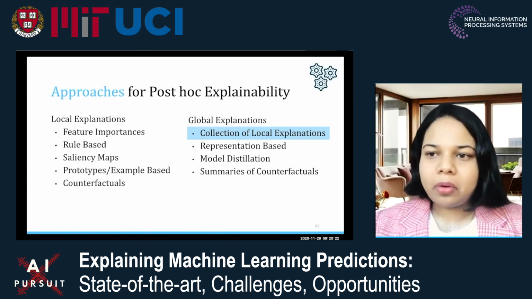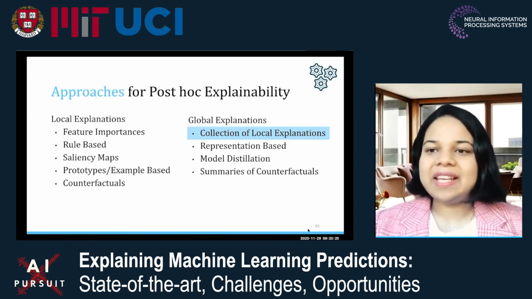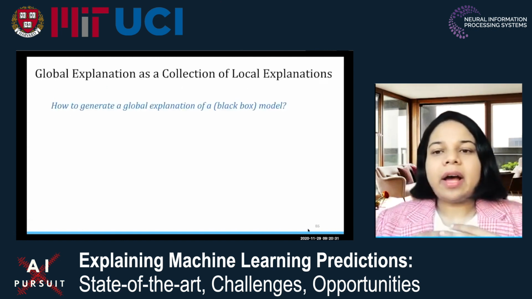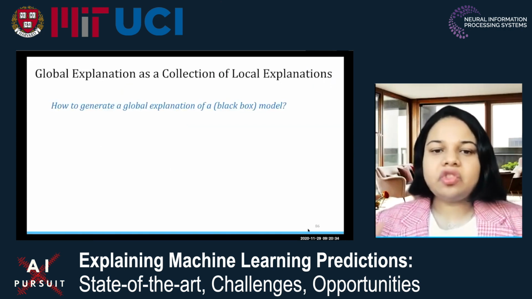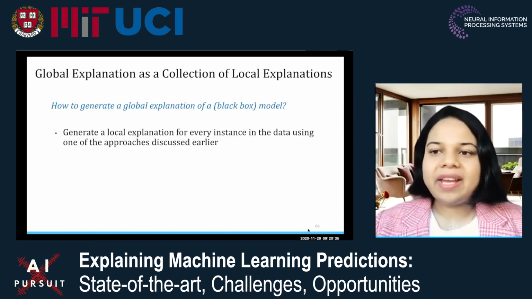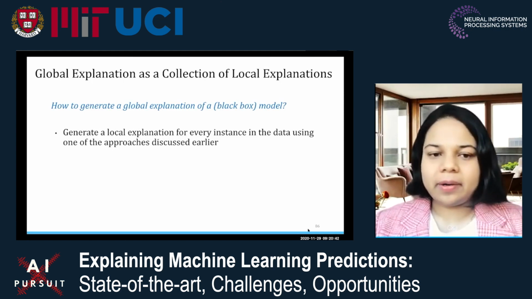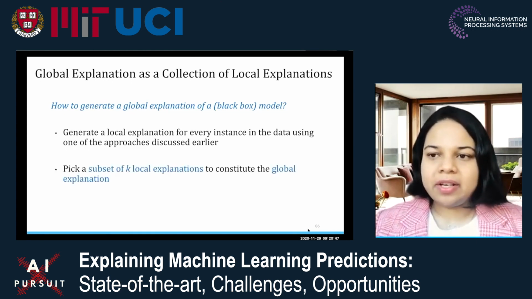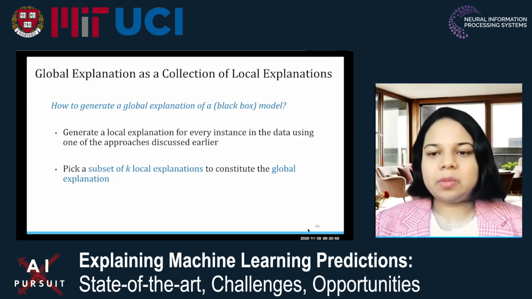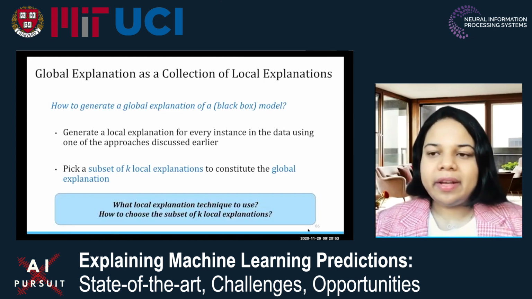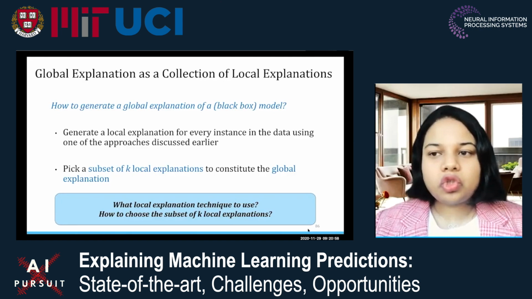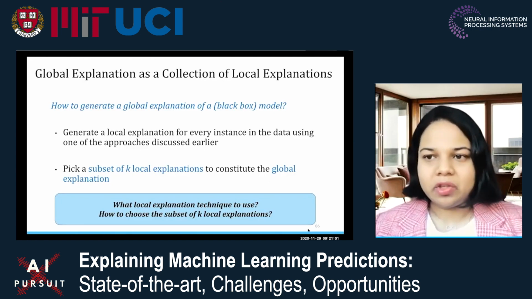Let's start with the first approach where a global explanation is seen as a collection of local explanations. All right, the idea here is to basically first generate a local explanation for every instance in the data using one of the approaches that we discussed earlier in this talk. And once we have that, we then pick a subset of k local explanations to constitute the global explanation. And the choices that we really need to make here are what local explanation technique to use and how to choose the subset of k local explanations.